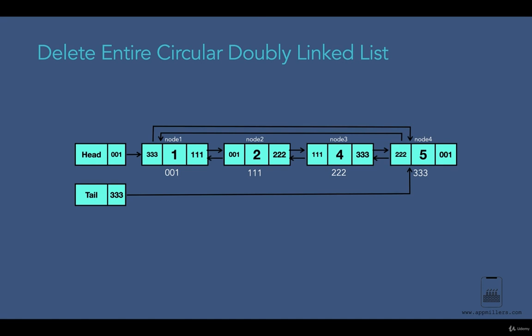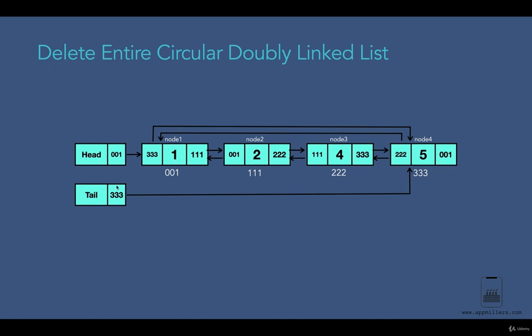Alright, in the previous lecture we have learned deletion of a node from CircularDoublyLinkedList in 3 different cases. Now in this lecture we will look at how we can delete the entire CircularDoublyLinkedList. Now we know from previous lectures that in case of a single linked list, if we set head and tail to null, the entire linked list gets deleted. But here in case of CircularDoublyLinkedList, this is not the case.